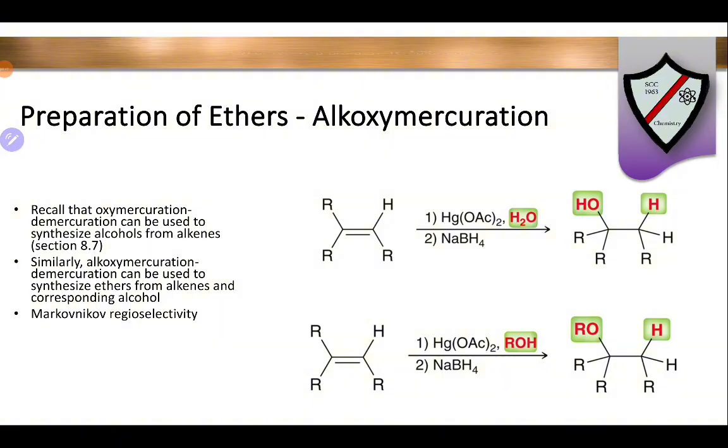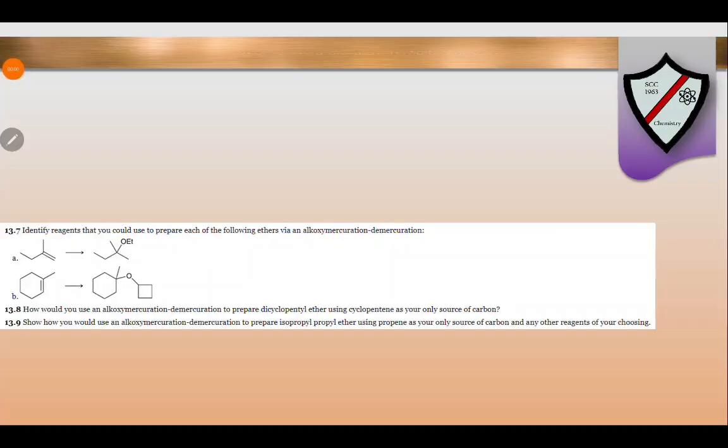Similarly, alkoxymercuration, demercuration, the same process can be used to make ethers, except this time we replace the water with another alcohol. And so instead of adding OH to one side of the bond, we add OR to the Markovnikov side of the double bond, giving us some designed ether. Here we see our examples for identifying reagents that we could use to prepare each of the following via the alkoxymercuration demercuration process. These are pretty straightforward questions.